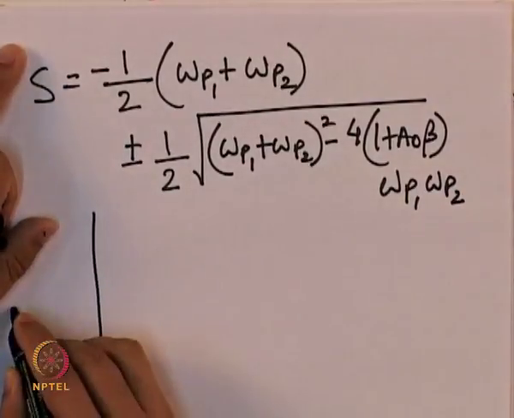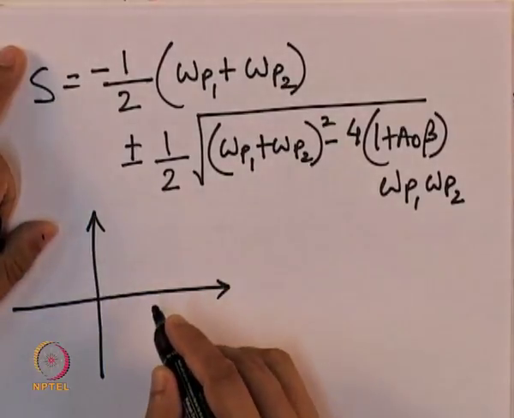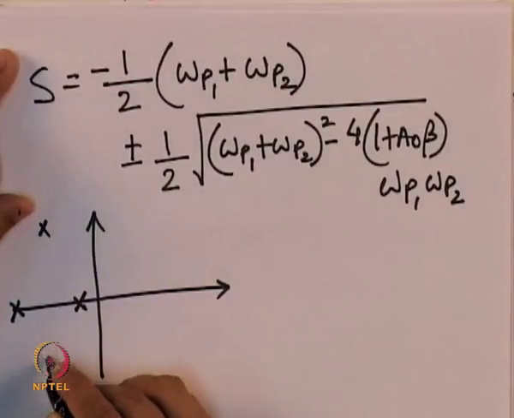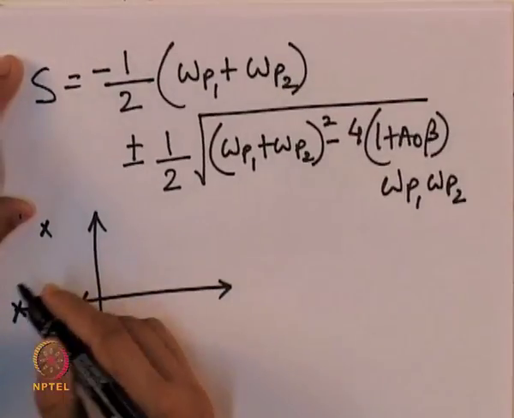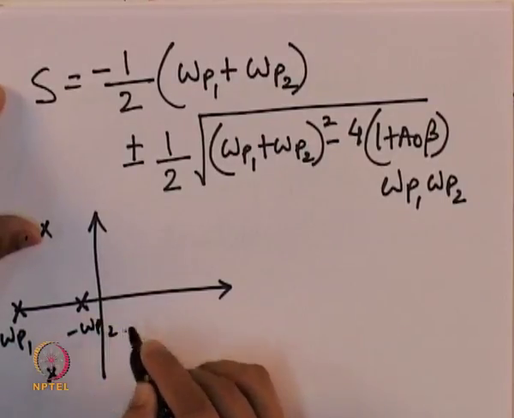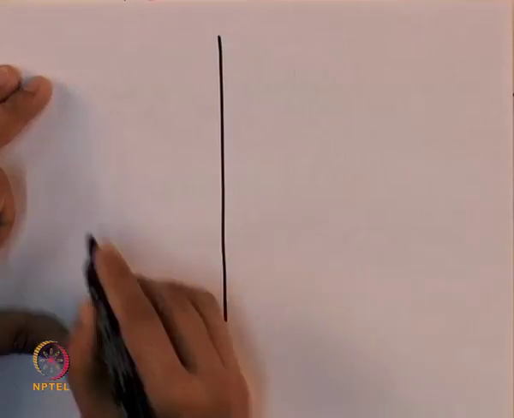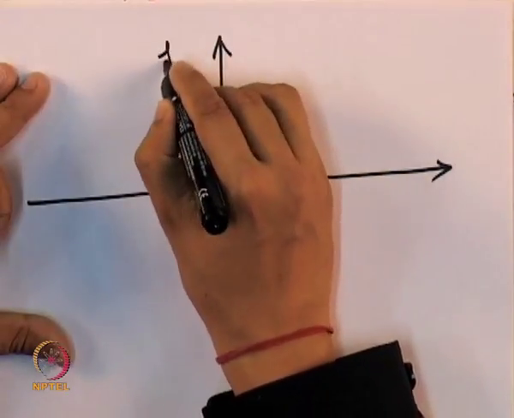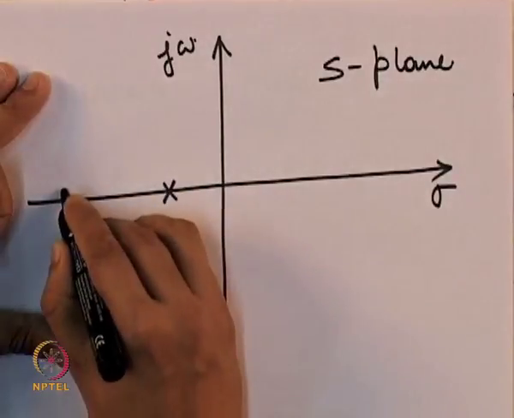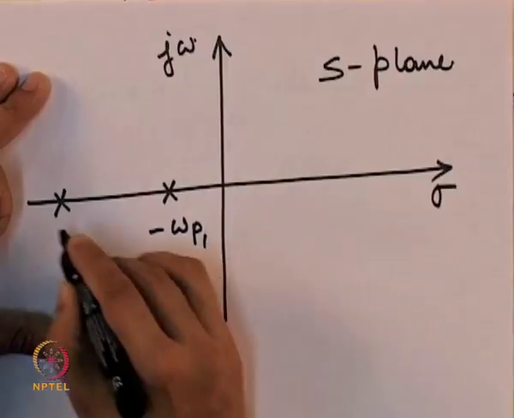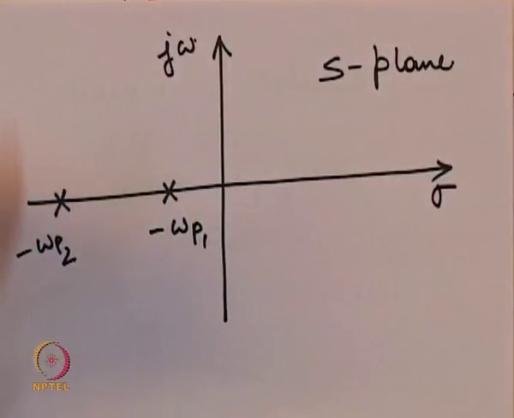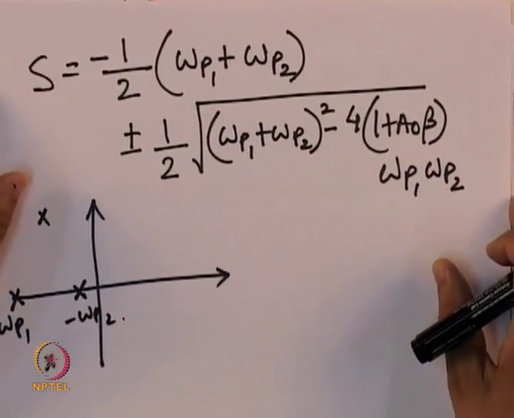What do we see if we plot the roots of the characteristic equation? They are somewhat like this. So, these were my initial roots, minus omega p1 and minus omega p2. Let me use a fresh page. So, this is my S plane, my initial roots were at minus omega p1 and minus omega p2. Now, from this equation we see, this is the roots of the equation that we have just derived.